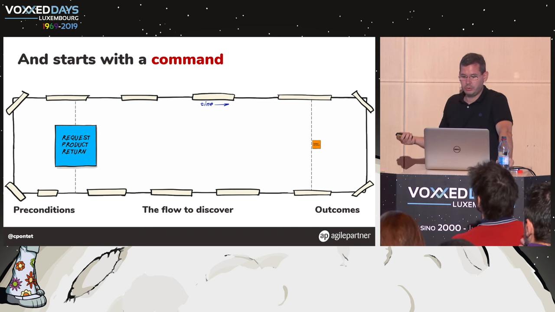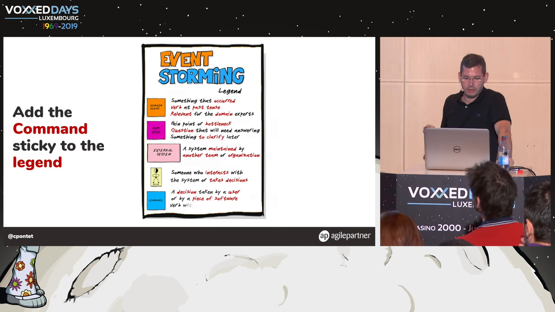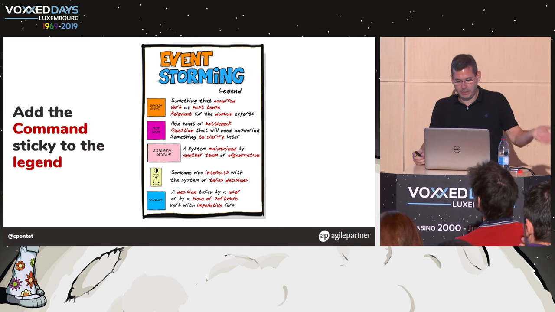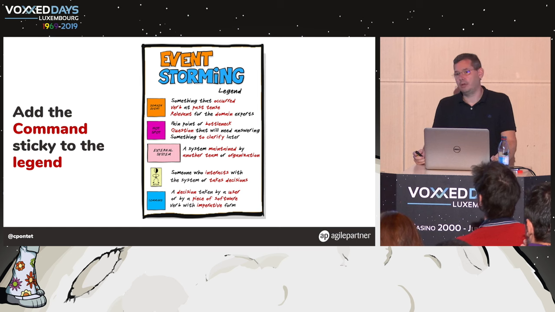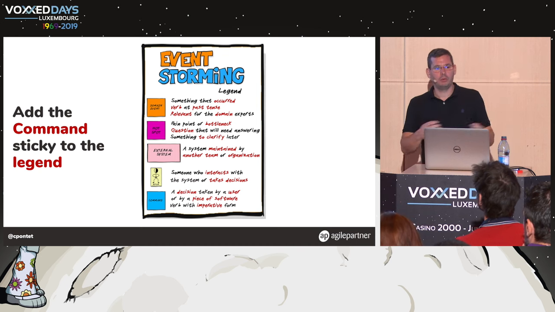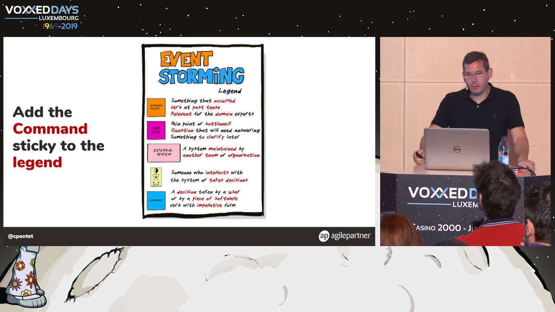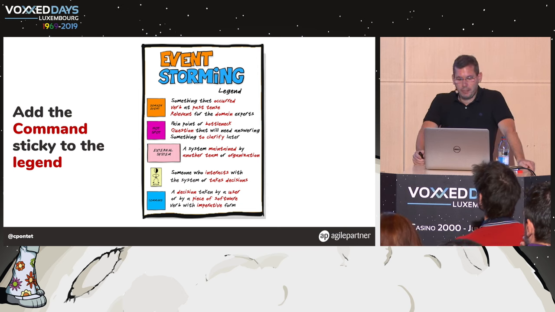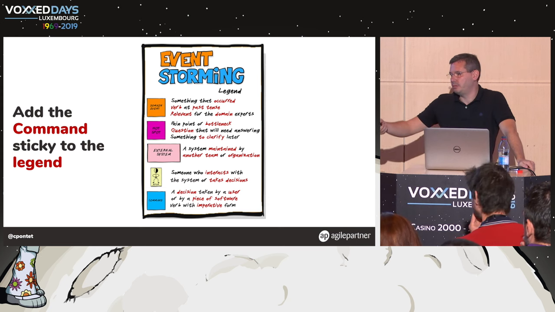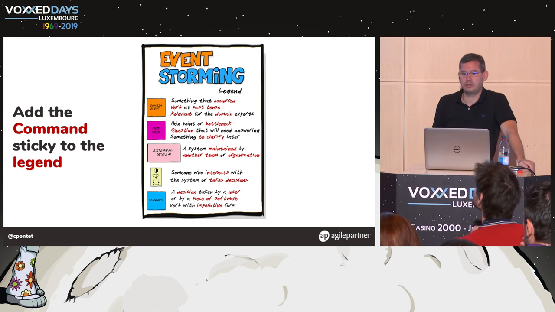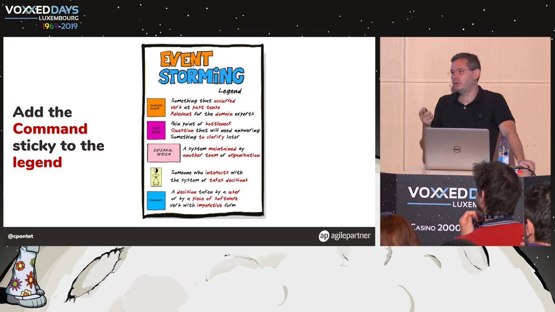So it's a new notation. It's called a command. It's an order that is given by the user, a decision that is taken by the user, and it will be handled by the software. It could also be that a command is triggered by the system itself. One part of the system would send a command to another part of the system. It's always written down on a post-it with an imperative verb. It's an order. It's something that you instruct the system to do.